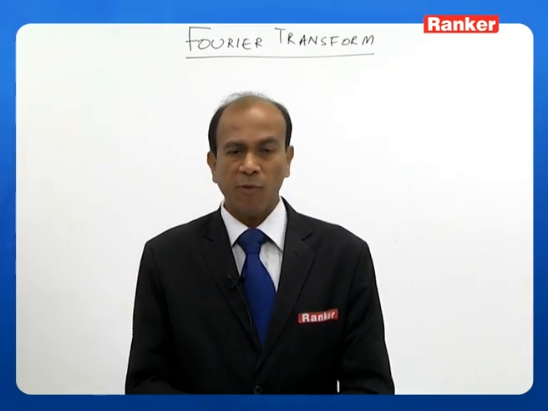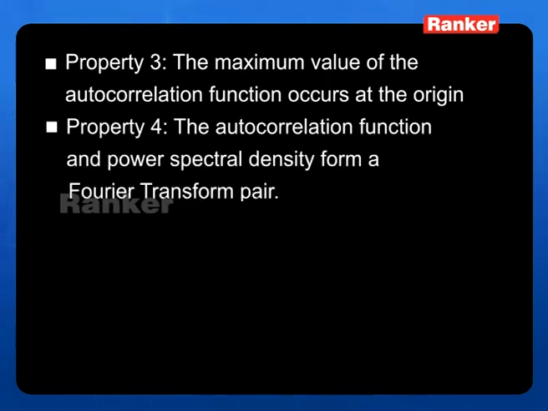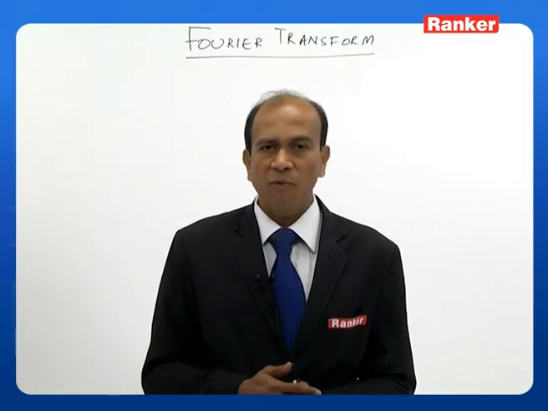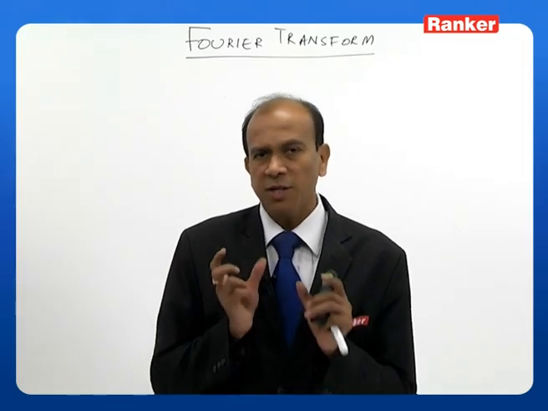What does property number 4 say? The autocorrelation function and the power spectral density form a Fourier transform pair. That is, R_gp of tau will have a Fourier transform S_gp of f. That means, if I know the autocorrelation function of a power signal or a periodic signal, that will be equal to the power spectral density S_gp of f. So, both these form a Fourier transform pair.